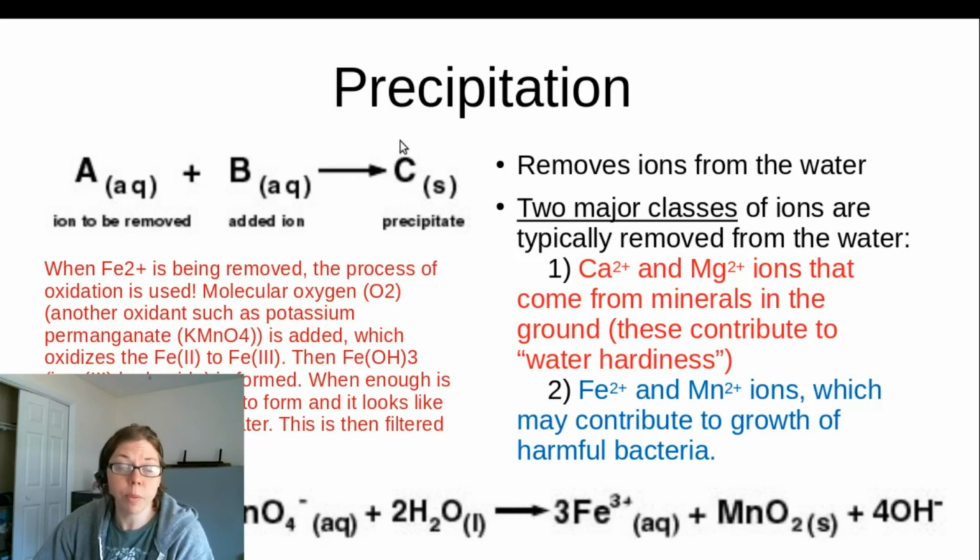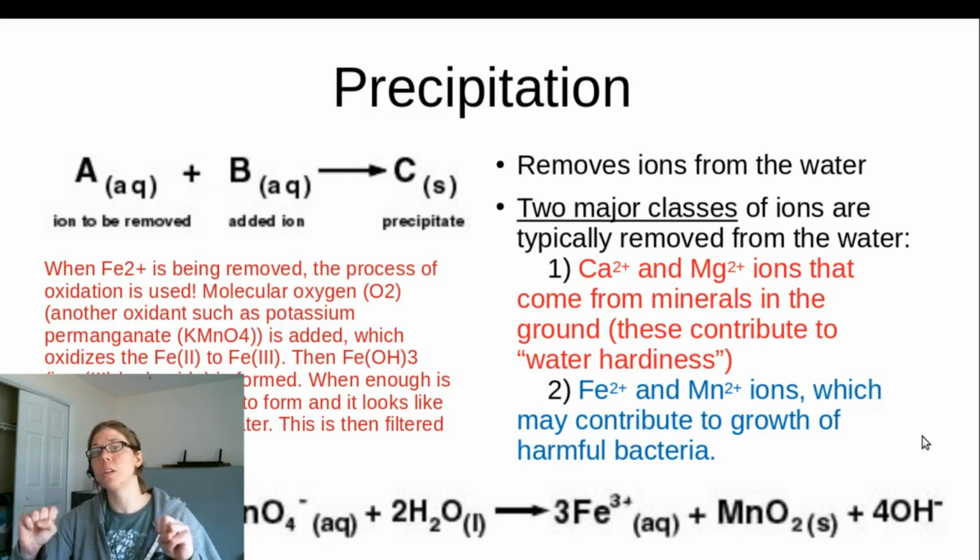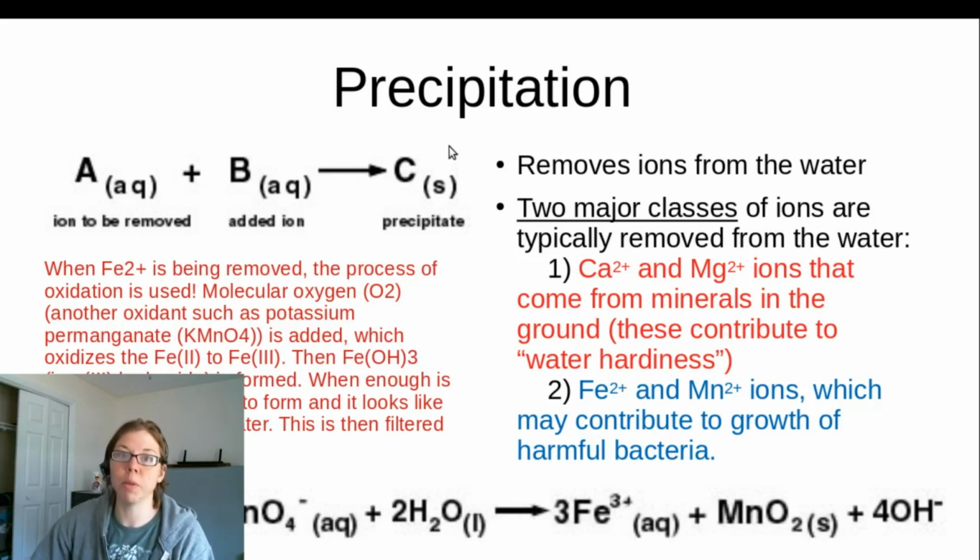So precipitation is the process of removing ions from the water, and there are two major classes of ions that are typically removed from water, those being calcium and magnesium, and they contribute to what's called water hardness. There are also iron and manganese ions, and these tend to contribute to bacteria growth. So those definitely have to be removed.